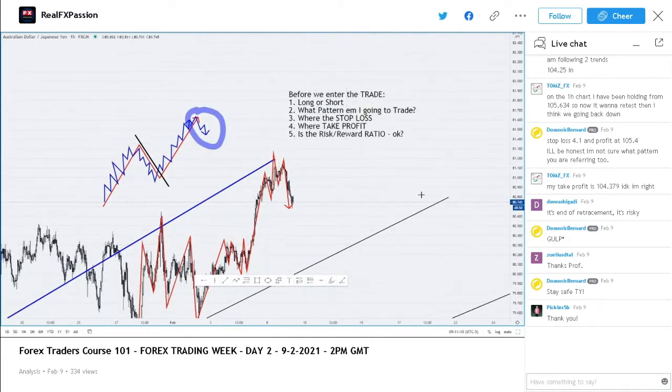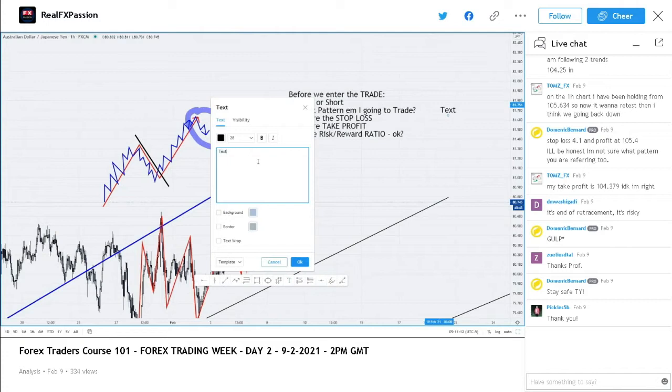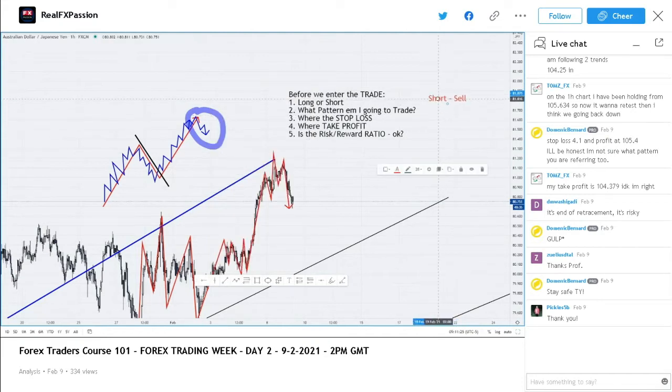So answer here for DMW, long or short. DMW says, let's put this in red, number 1: short, which means sell for the beginner trader. Short, sell. I don't know. Okay, not a fair answer, Sultan. Okay, fair answer. So short, what pattern?